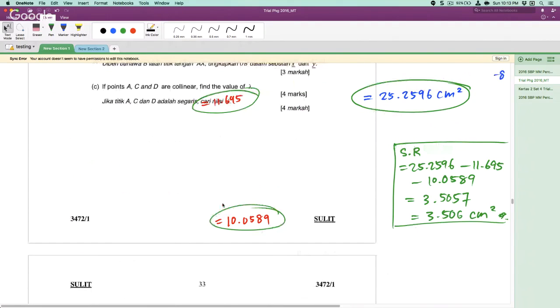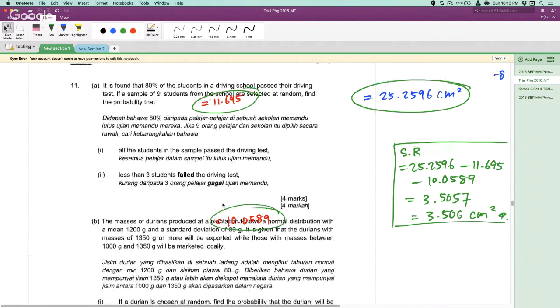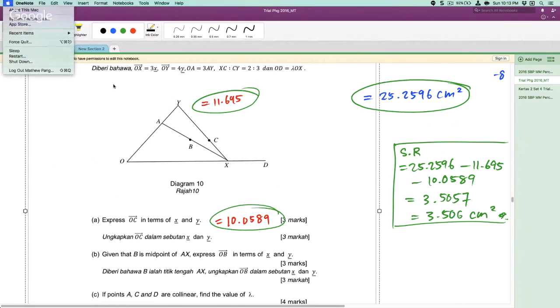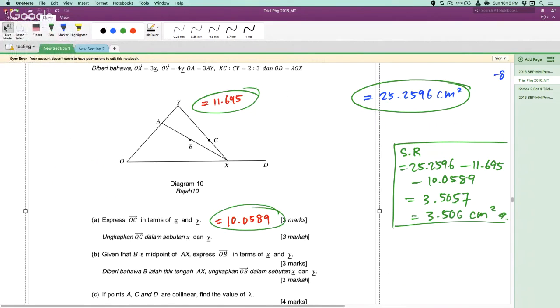We still have vectors, we still have two more questions. I think I will stop at probability distribution. We will not discuss section C, because I don't think we have enough time for it.